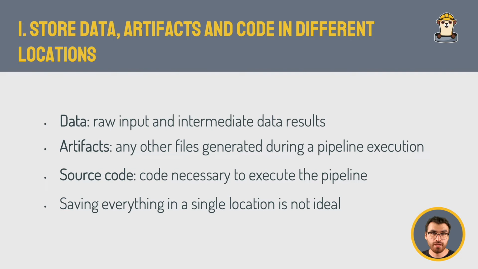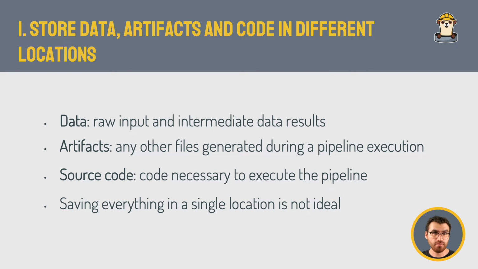Number 1. Store data, artifacts, and code in different locations. A data science project generally has three types of files. The first one is data, all the raw input data and any intermediate data results. For example, CSV files, database dumps, engineered features, and so on.